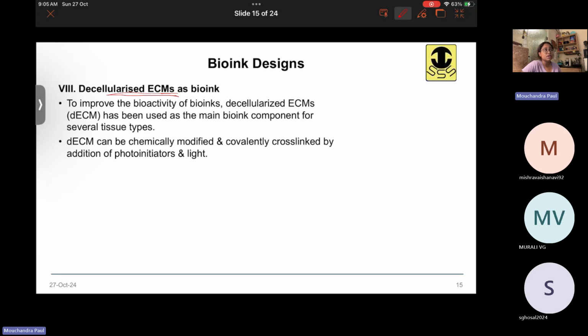You can also modify it by adding methacrylate groups or norbornene groups in order to chemically modify it, to allow chemical cross-linking after printing as well. So the main reason for using decellularized ECM is to make the bioink very well suited for cell growth. That's it. Further modification for printability can be done on it as well by adding chemical groups and other things.